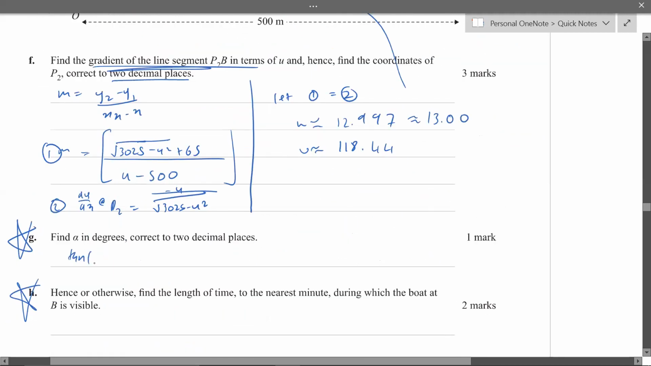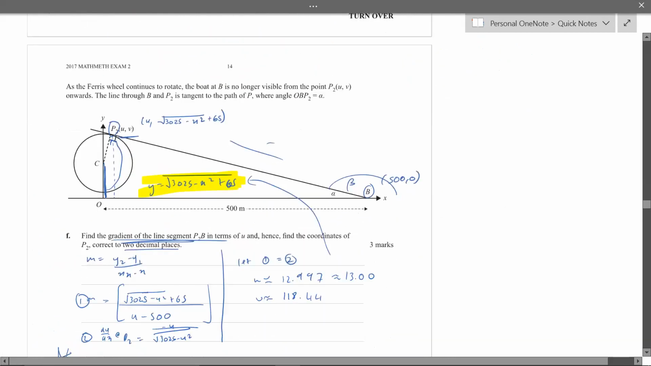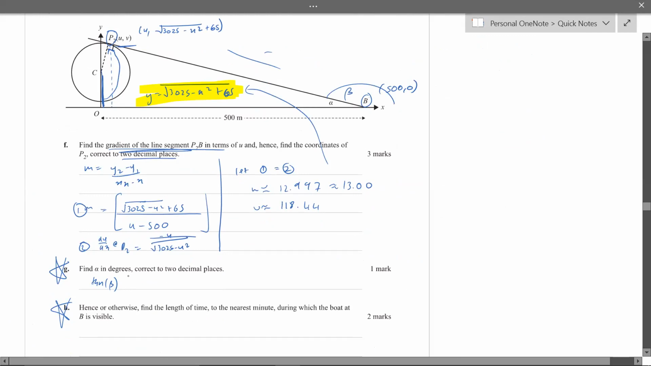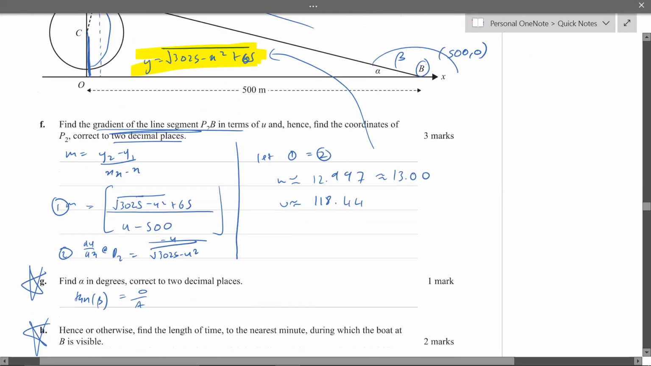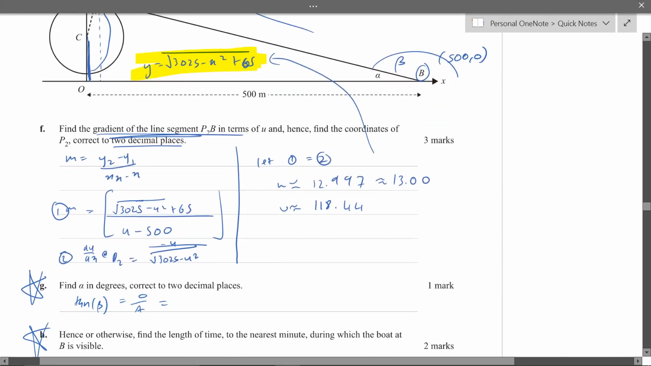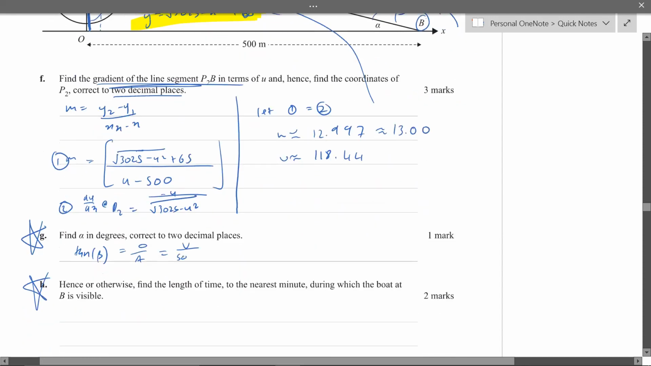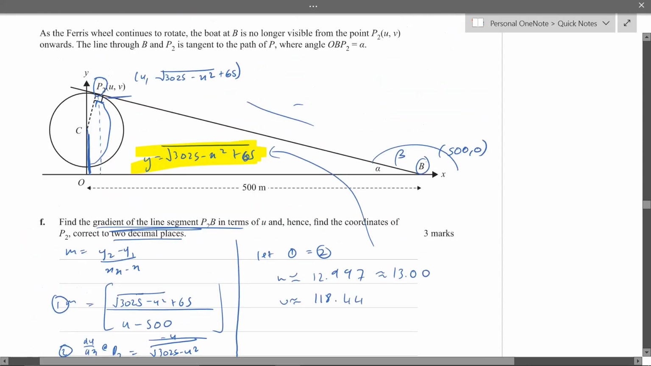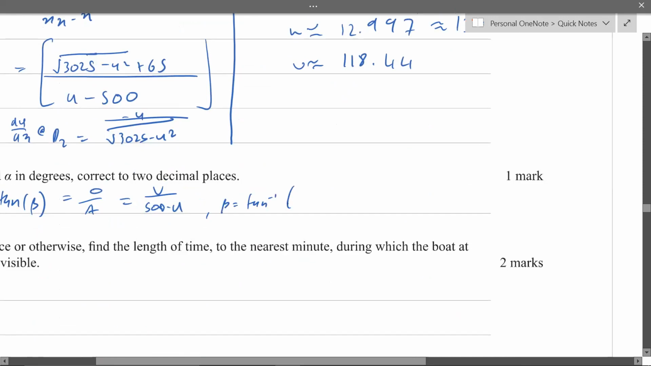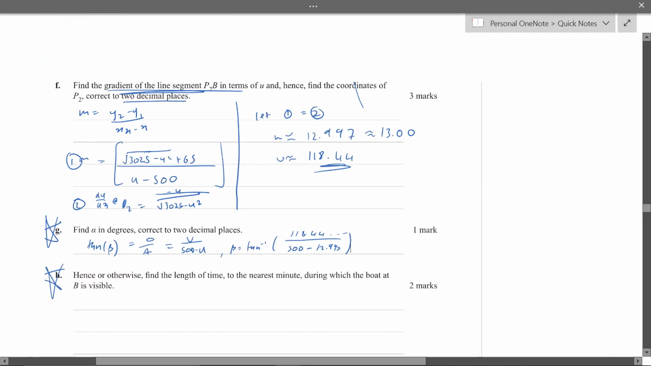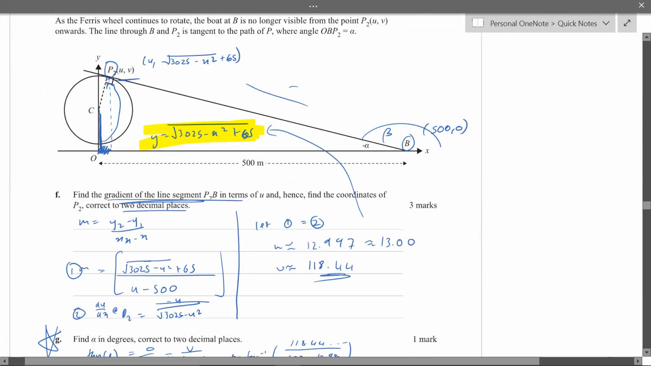So when you do tan beta, that is actually the angle that gives you opposite on adjacent. I hope this is making sense, but yeah, so tan beta is the one that gives you opposite over adjacent, not tan alpha. So tan beta is v on 500 minus u. Make sure you don't use just 500, because this gap is missing, so it's not just 500. So beta is tan inverse of 118.44, which is from here, but I would recommend using all the decimals again, over 500 minus u, which is 12.997, and that's where you get beta. But alpha is actually 180 minus that value.